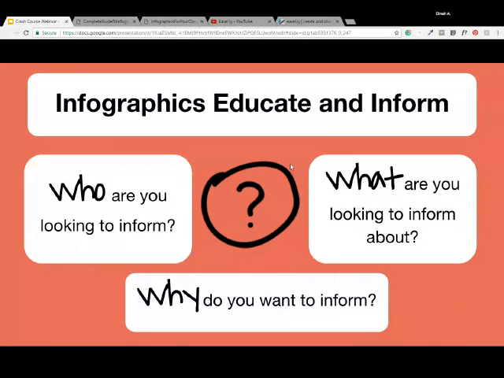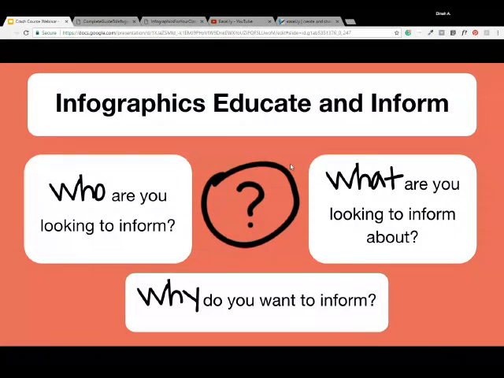So here are a couple questions that you really want to ask yourself before you start diving into creating an infographic. Who are you looking to inform? Who is your audience? Who is going to consume this content? You really want to understand where that audience is coming from, and build your infographic, the design, and all of the aspects for your target audience. And you also want to think about specifically who that target audience is.